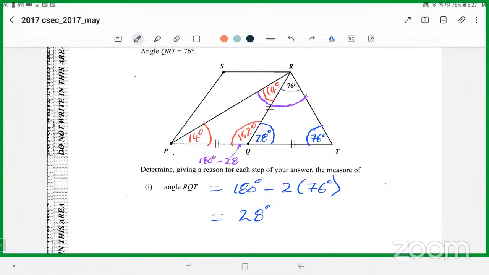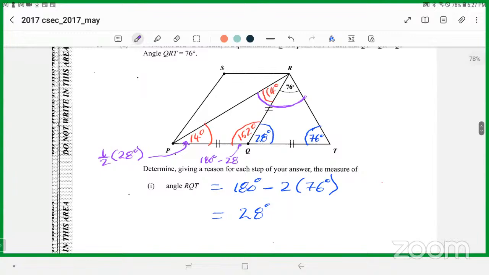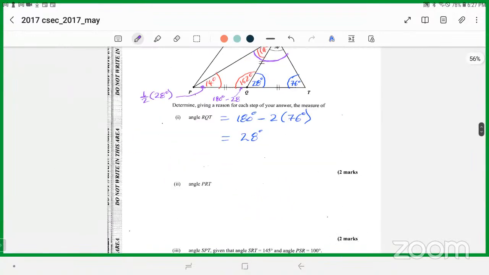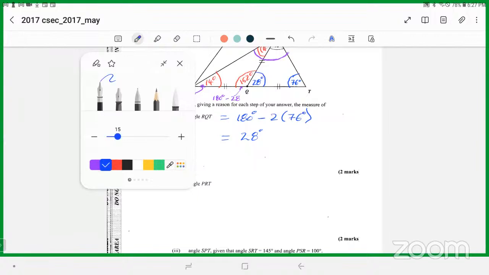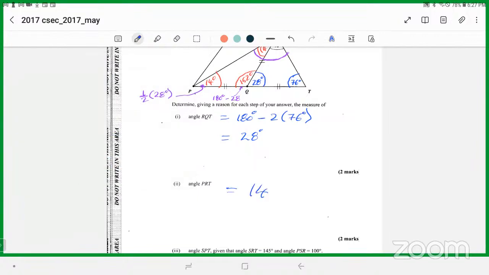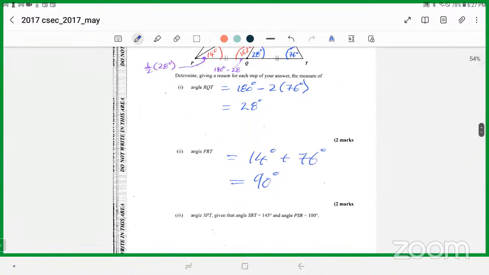So let me mark that this angle is half of the 28 degrees, right? Half of 28 degrees, that one. All right. And then the angle that I want down here is 14 plus 76. So this angle now that I want down here is equal to 14 degrees plus 76 degrees, which is 90 degrees.